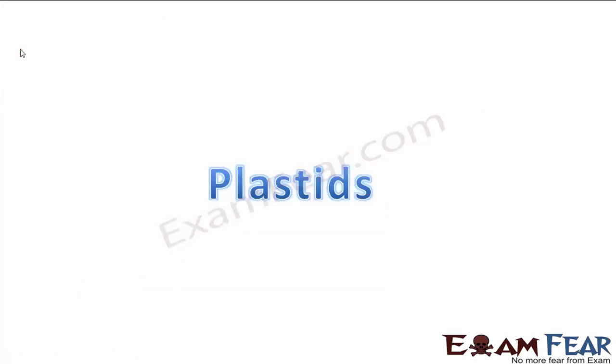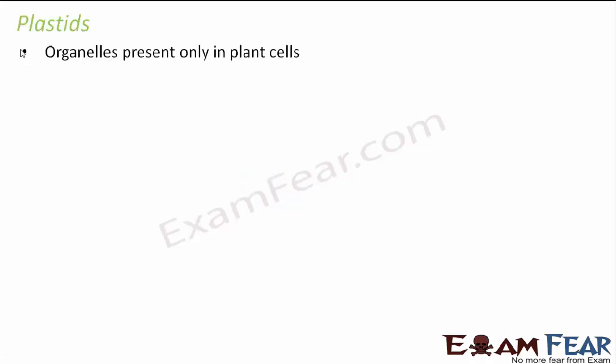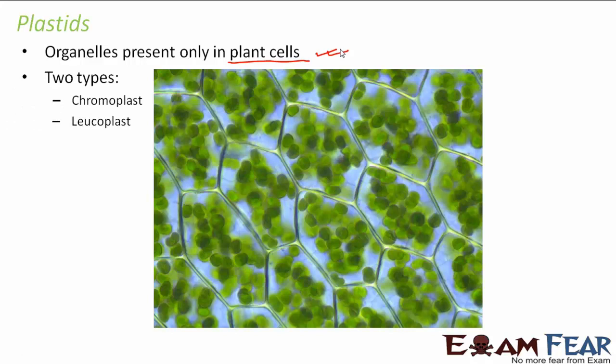We will now talk about plastids. What are plastids? Organelles present only in plant cells. That is the most important point, because we do not see plastids in animal cells. So, it is very important to make a note that plastids are present only in plant cells. There are two types of plastids. One is chromoplast and the other one is leucoplast.